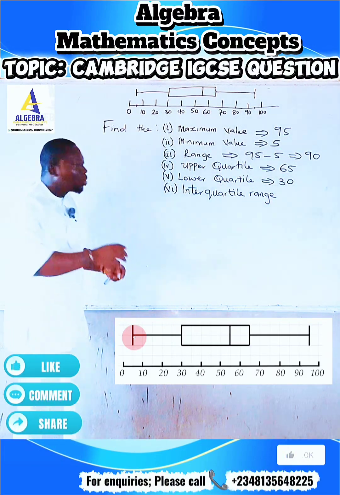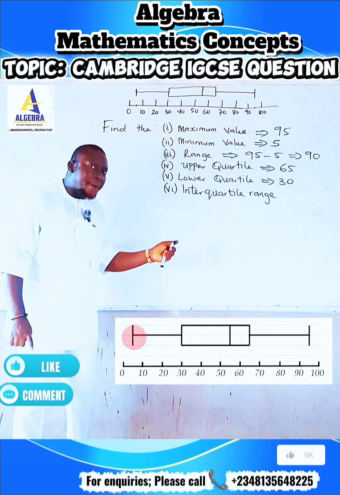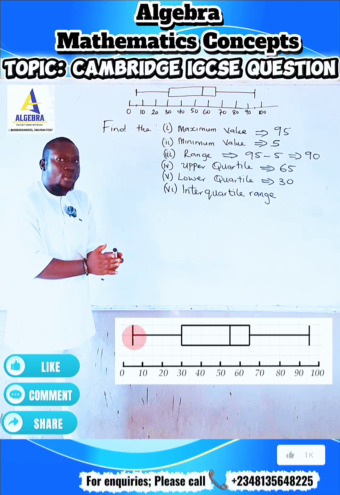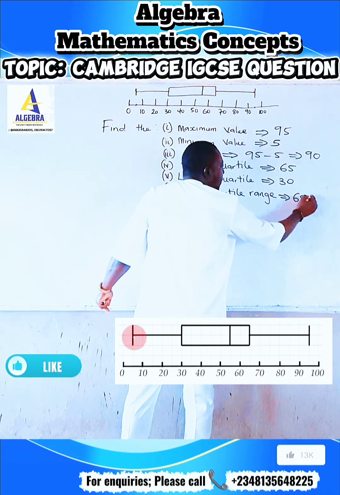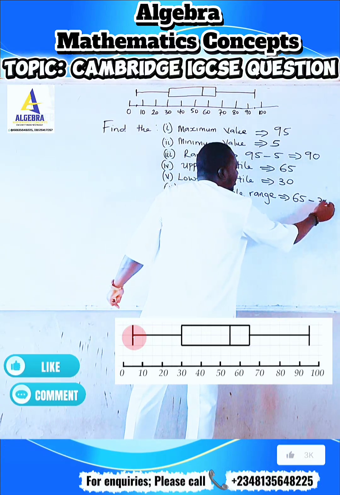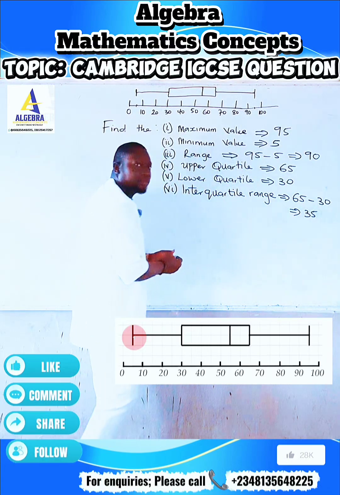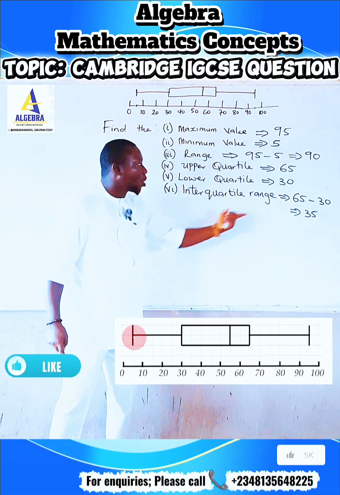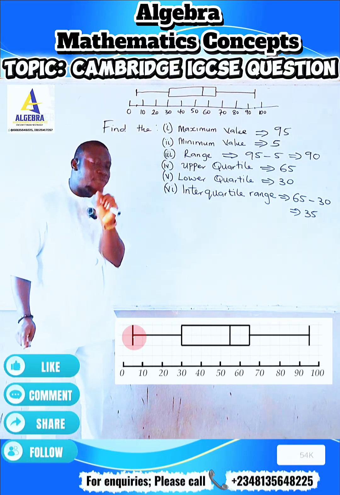All right, now to get the interquartile range, I will subtract the lower quartile from the upper quartile. So my upper quartile 65 minus lower quartile 30. This will give me 35. So the interquartile range is 35. Assuming we were asked to find the median.